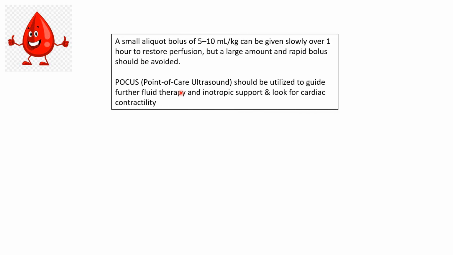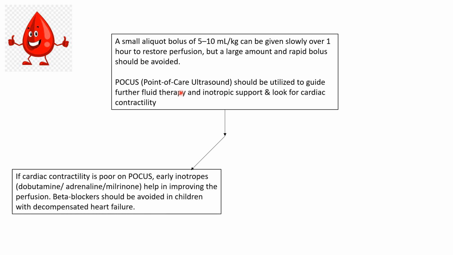Since circulatory management is the important thing in the management of heart failure, I would like to stress that a small aliquot bolus of 5 to 10 ml per kg can be given slowly over 1 hour to restore the intravascular status in patients with shock. But a large amount and rapid bolus should be avoided at all costs. Point of care ultrasound should be utilized to guide further fluid therapy and inotropic support, as well as look for cardiac contractility. If on focus you find that the cardiac contractility is poor, early inotropes in the form of dobutamine, adrenaline, milrinone can be started to improve perfusion. Beta blockers should be avoided in children with decompensated heart failure.